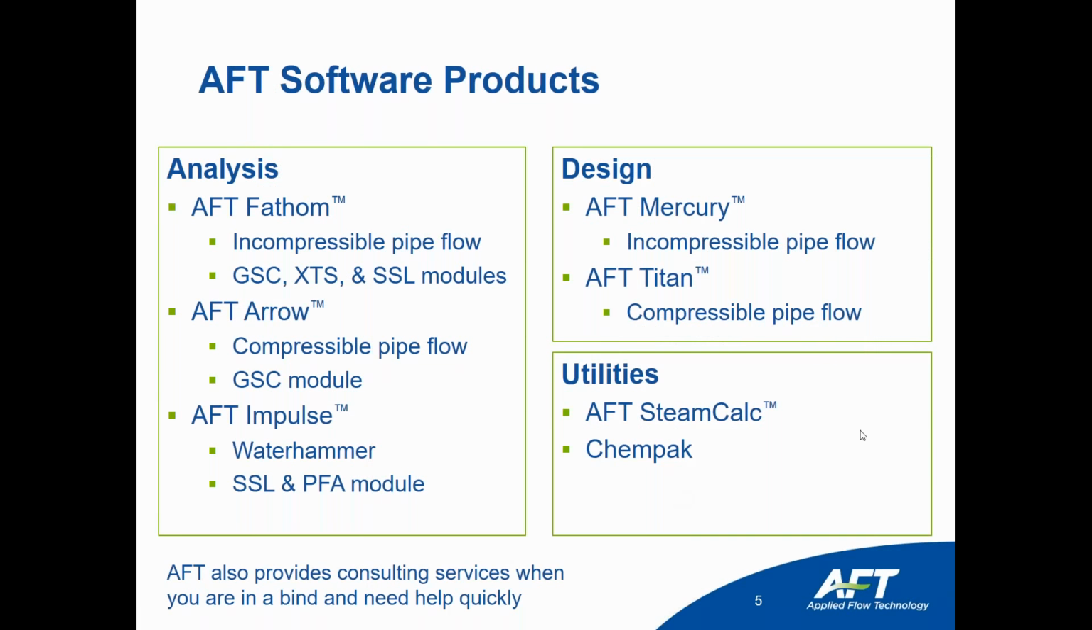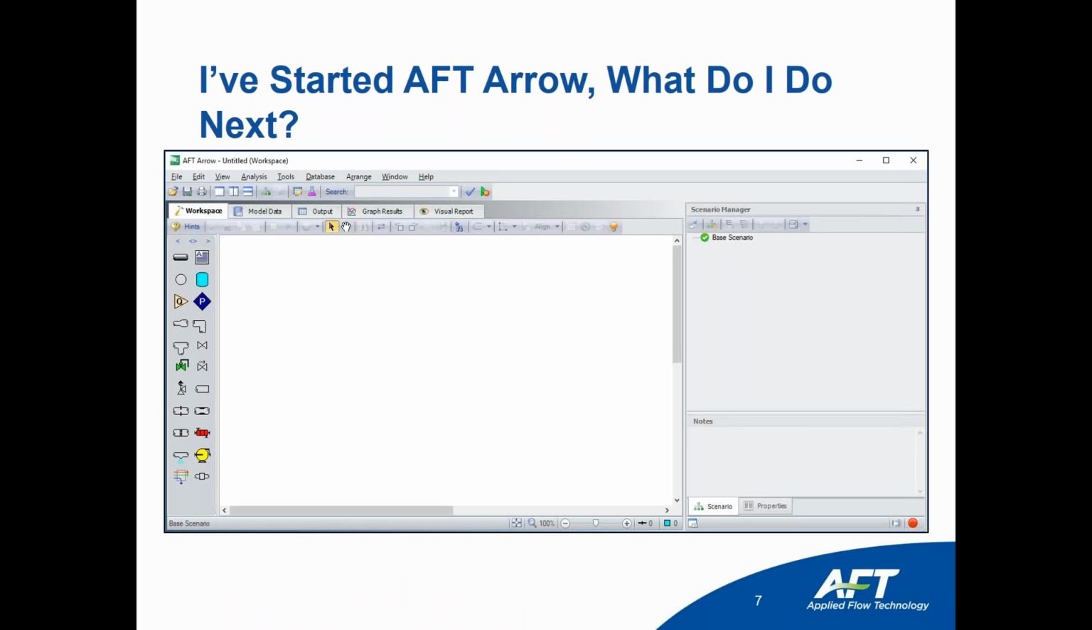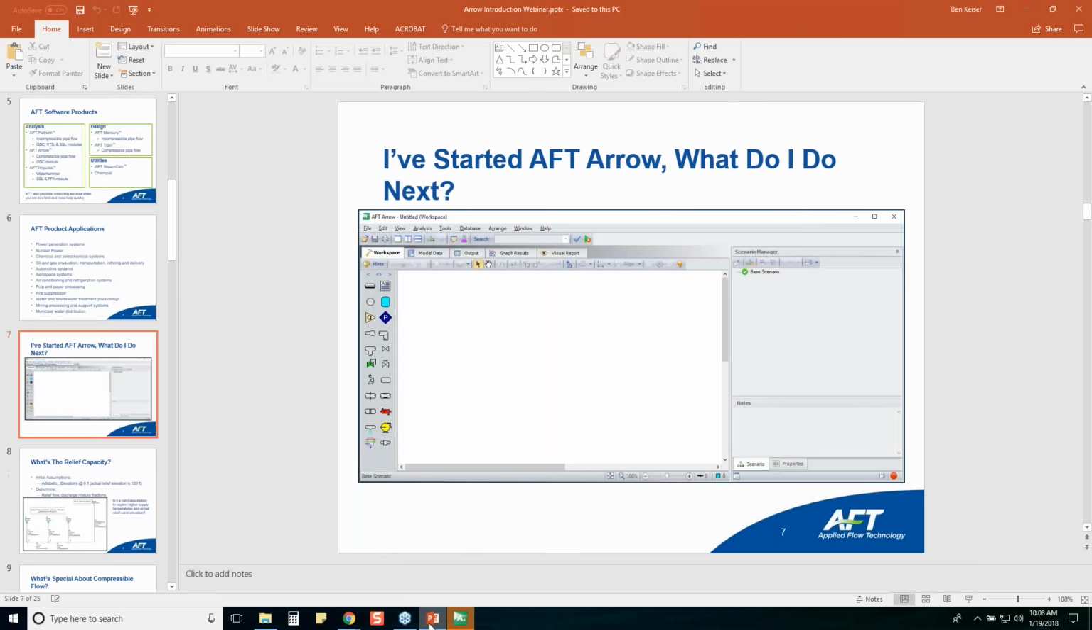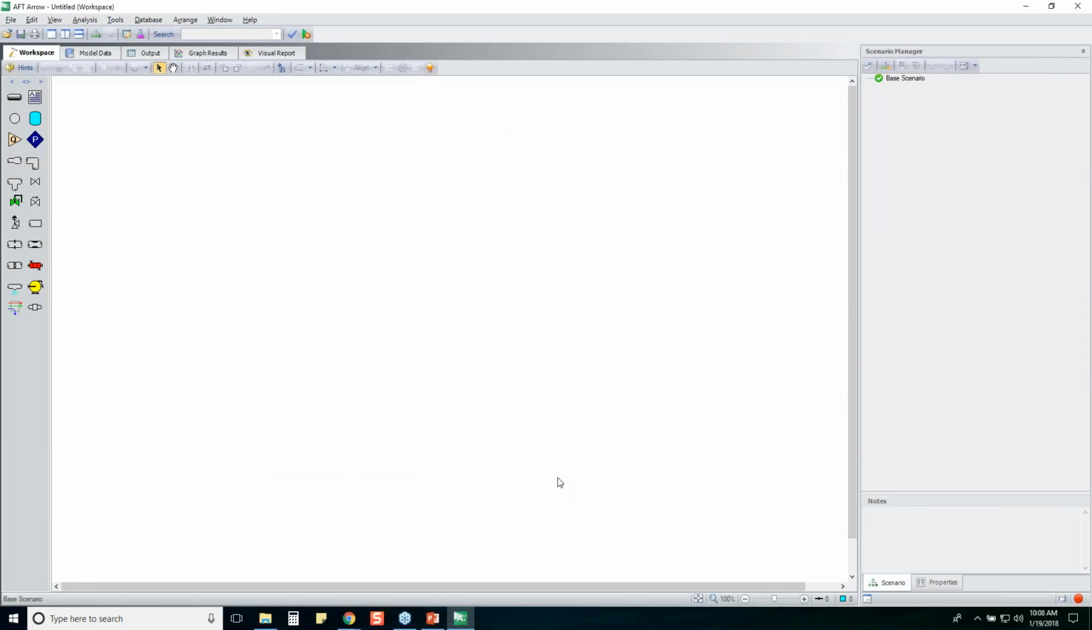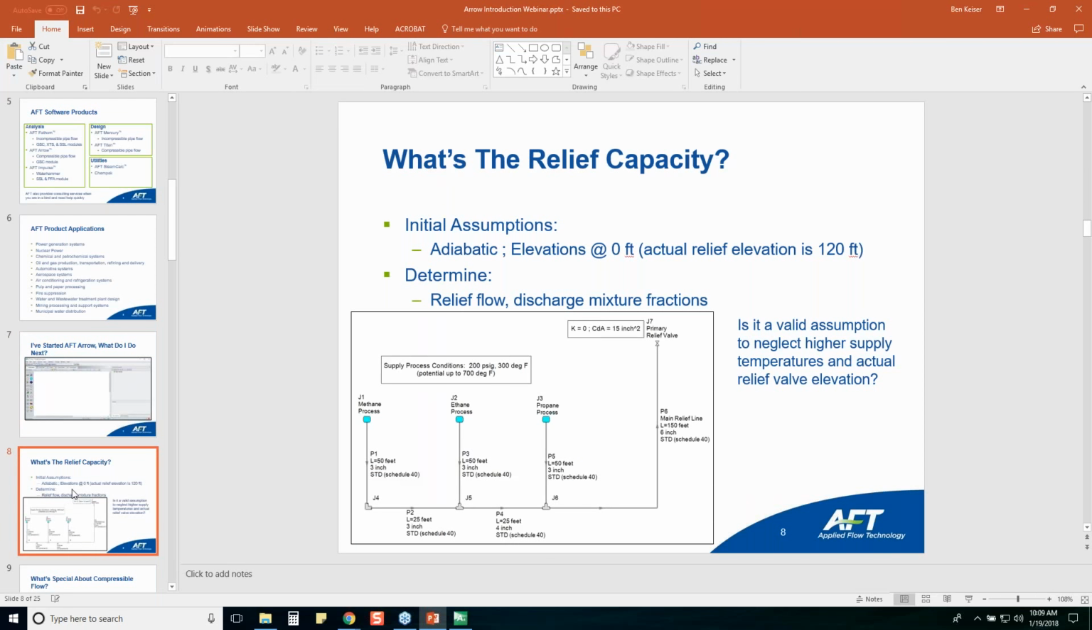I'm going to basically focus on jumping into the software here. So I've already started AFT Arrow. What do I do next? And so I've got a blank workspace of AFT Arrow on my screen. This is the system that I'm going to model. I have a piping system which is modeling a relief flow path. I've got a methane process, an ethane process, and a propane process.